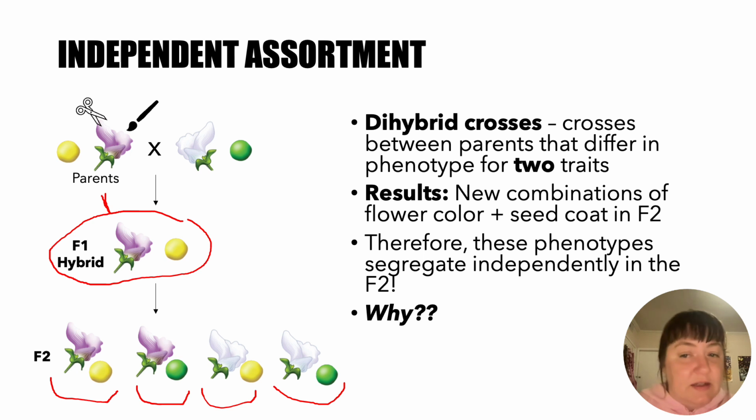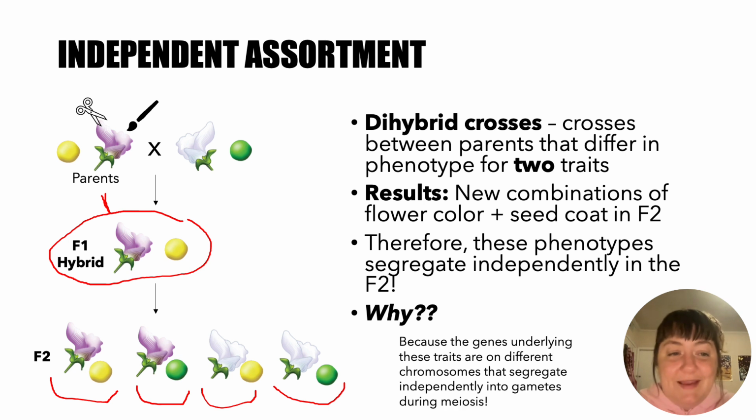And Mendel didn't know about DNA or chromosomes or meiosis, but the reason we know now is that the traits that he picked, the genes that control those, are on different chromosomes. And we know now that chromosomes segregate independently into their gametes during meiosis. So that explains why independent assortment happens. But pretty neat he was able to find this out so long ago.